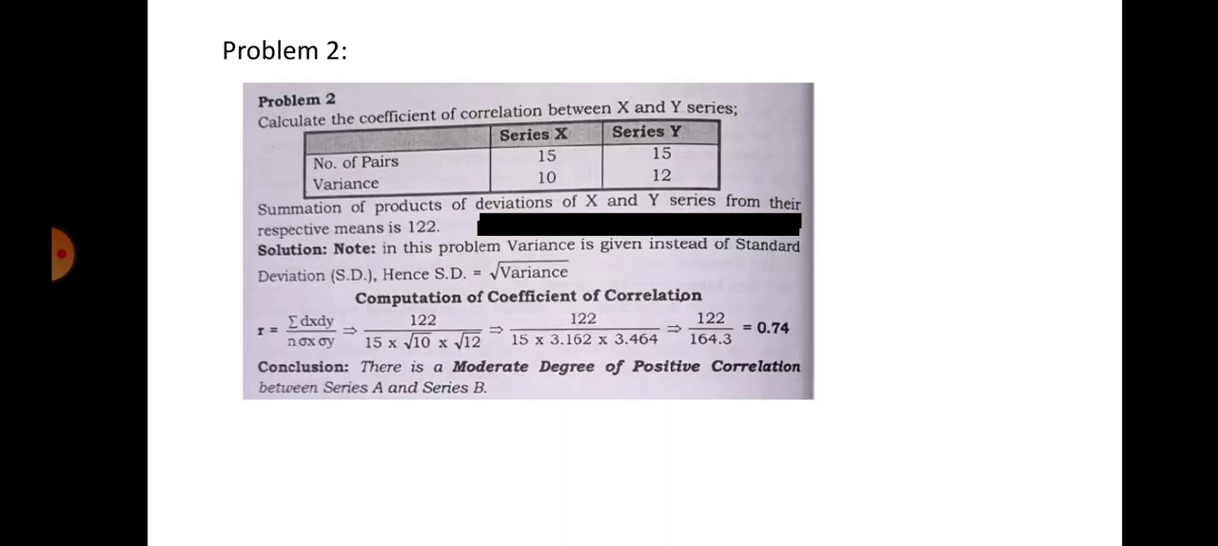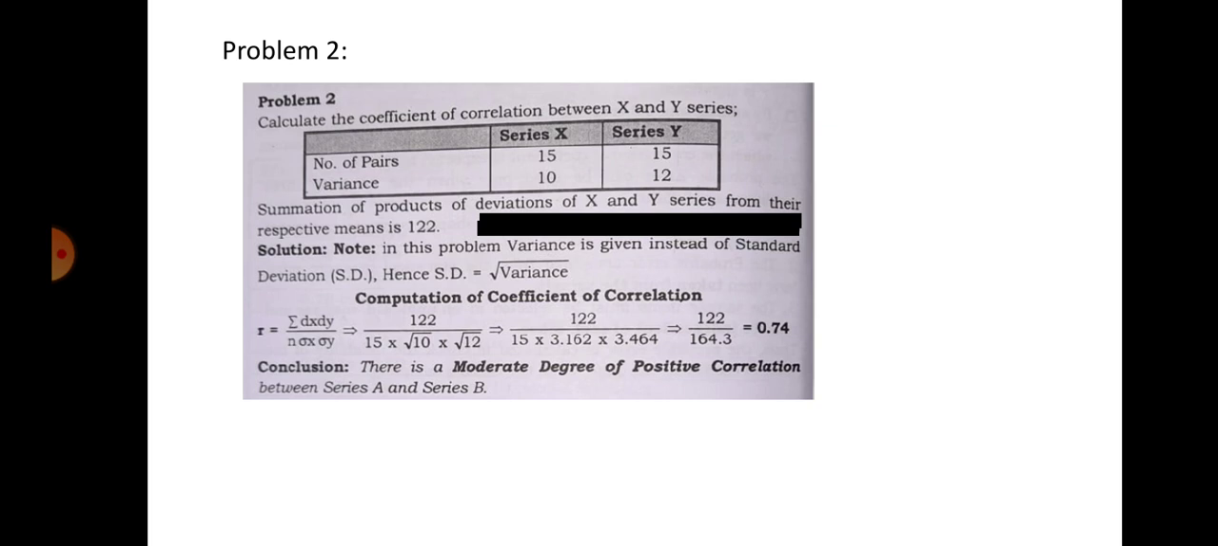Next, the inference: the two variables are negatively correlated. You should write the inference at the end. This problem carries 16 marks if asked in the examination.